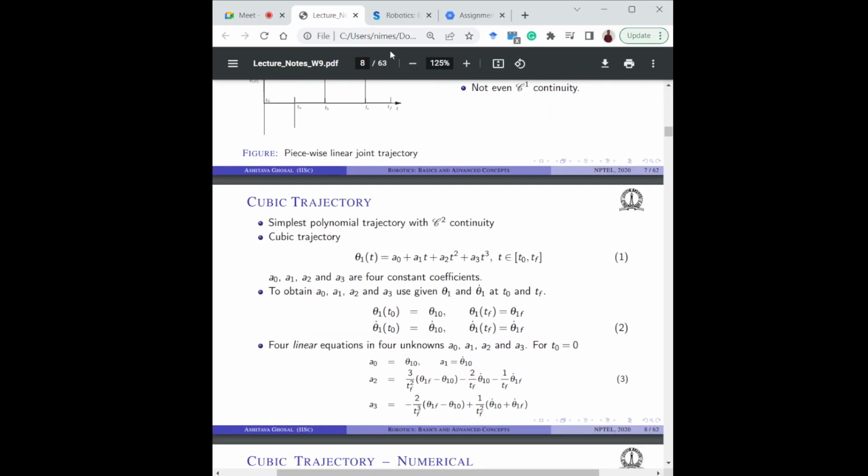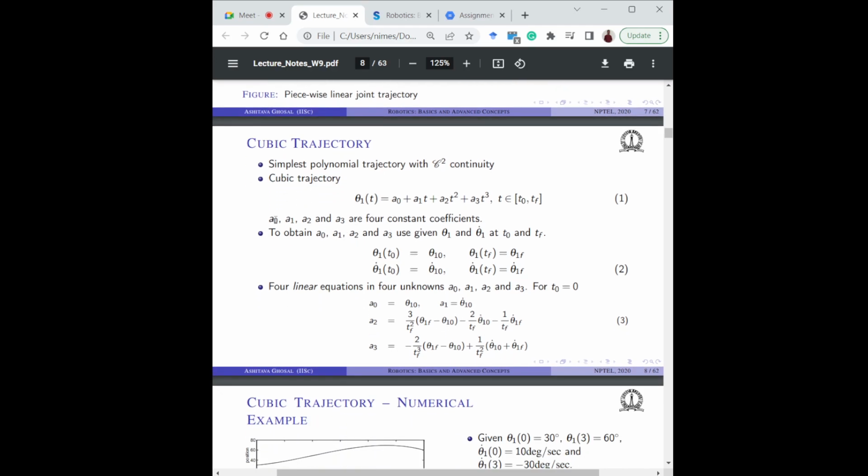To maintain C2 continuity, what we usually use is a cubic trajectory, so that we can specify even the acceleration linearly. This is a general equation of a cubic polynomial. The time t is the variable, and it varies from t0 to tf, that is, in how much time you want to complete the trajectory.